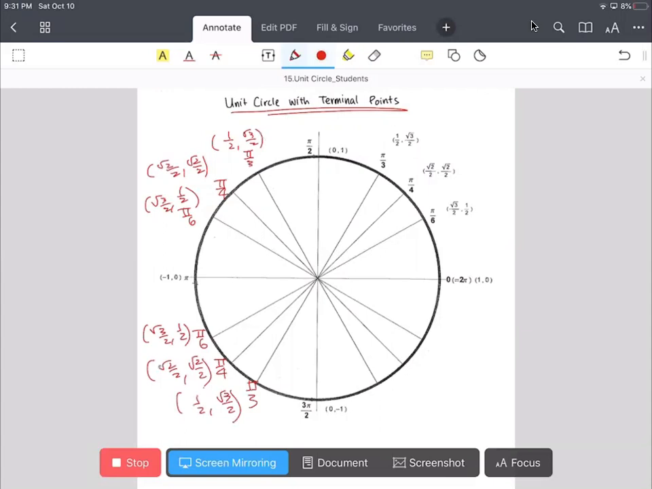And lastly, you can reflect it over the y-axis or reflect it over the x-axis. It doesn't matter. You're going to get the same result, copying the same radians and terminal points from those quadrants.